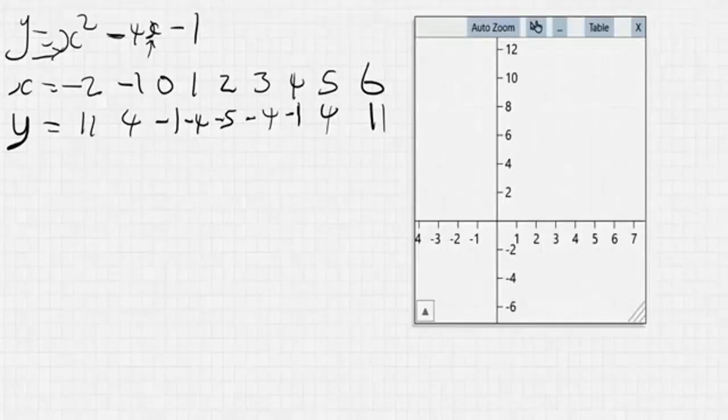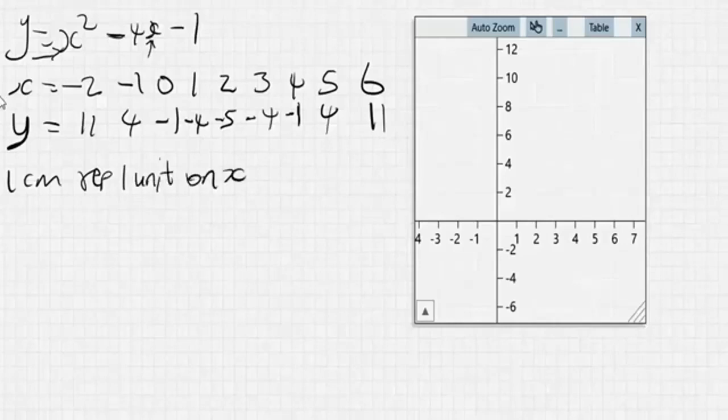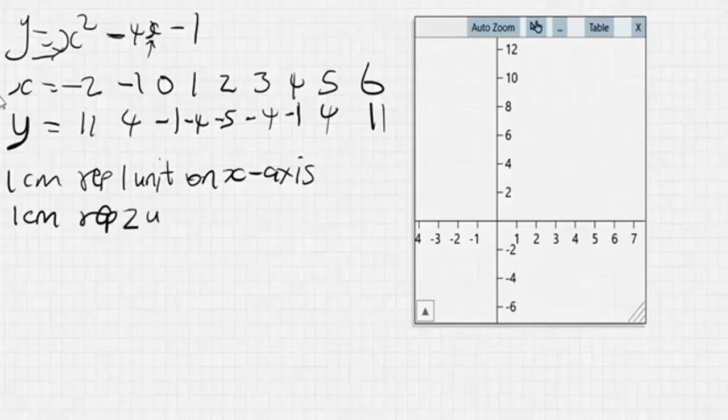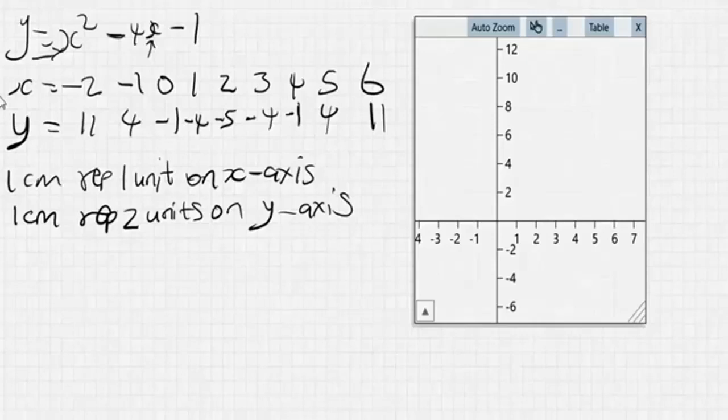Okay guys, so this is the graph. Now note that I changed my scale. This time around, I used 1 cm represents 1 unit on the x-axis, and I use 1 cm represents 2 units on the y-axis. Let me write it here.